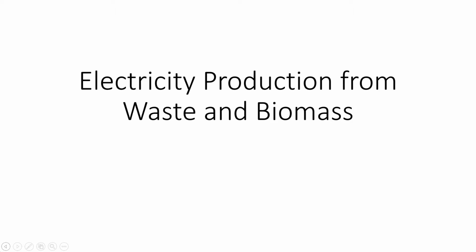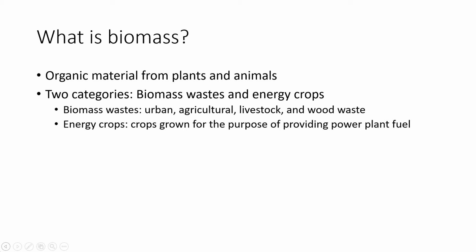Electricity production from waste and biomass. What is biomass? Biomass is organic material from plants and animals. It comes in two categories. There's biomass waste and energy crops. Biomass wastes are urban waste, agricultural waste, livestock waste, and wood waste.